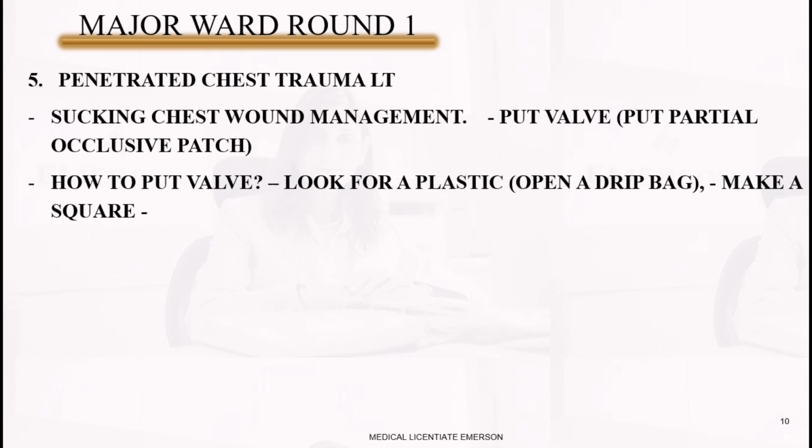Of course you have to look for a plastic or an open drip set. Specifically, you can just use the plastic one for normal saline, or a ring bag if it's available. Then you make a square and use strapping, and that's if they are unavailable and you want to improvise, like in our setup, which we usually do to make a partial occlusive patch.